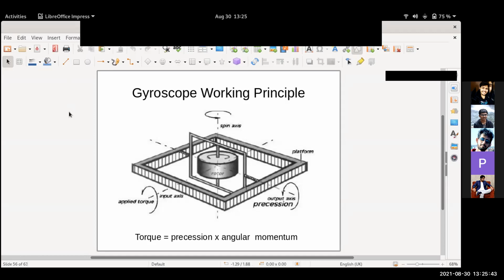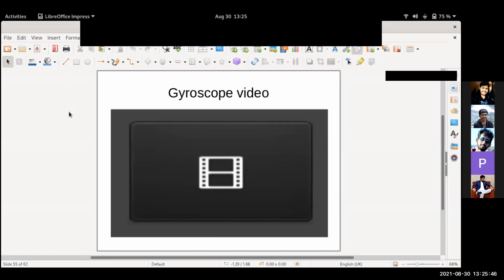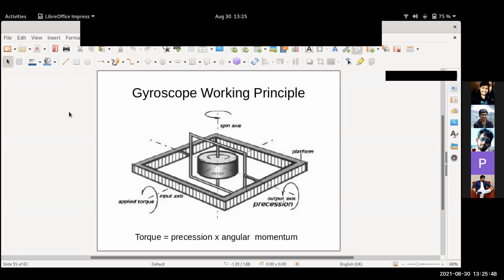So if you imagine a situation when the spin axis is coinciding with the torque axis, you would notice that the precession did not occur. So if the spacecraft turned its orientation so much that this situation occurred, then the spacecraft will no longer be able to detect rotation along that axis.